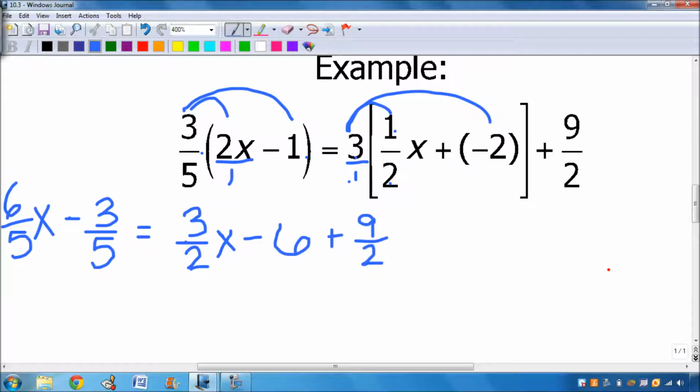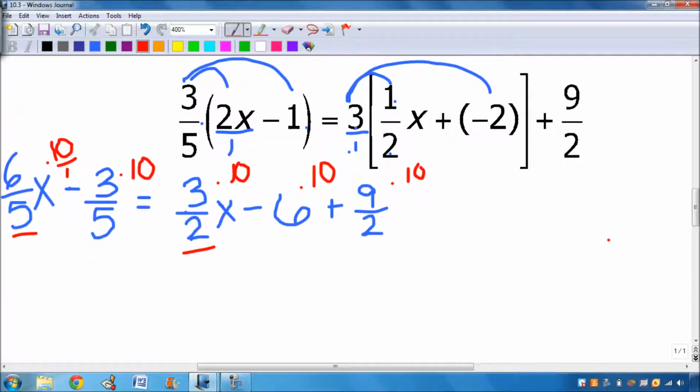Step 2 says to clear any fractions by multiplying by the least common denominator. So what's the common denominator of 5 and 2? Well, the common denominator is 10 because you can multiply 5 by 2 to get 10. So I'm going to multiply every single term, no matter what, whether it's a fraction or not, by 10. But it's really technically 10 over 1. So this is multiplying by 10 over 1. So when you multiply 6 by 10, you get 60. When you multiply 5 by 1, you get 5.